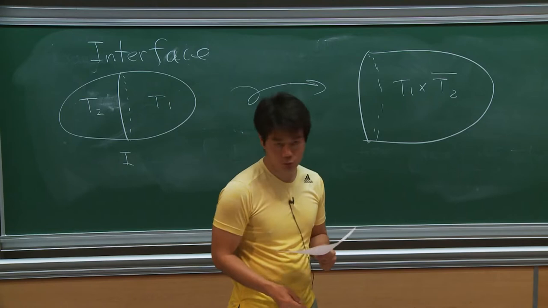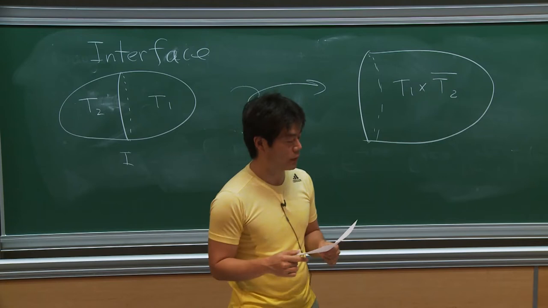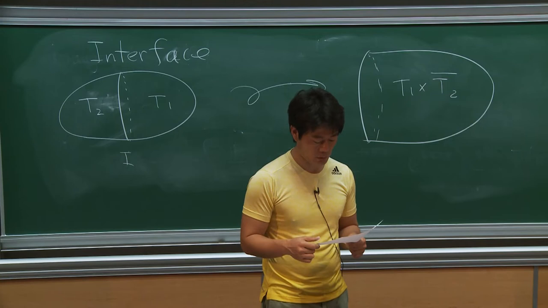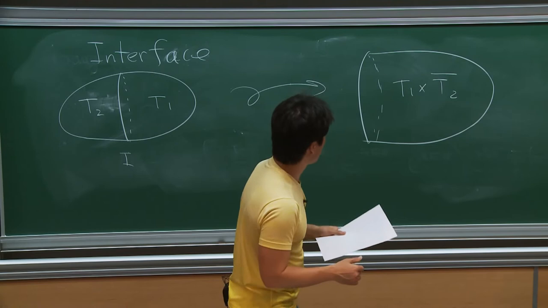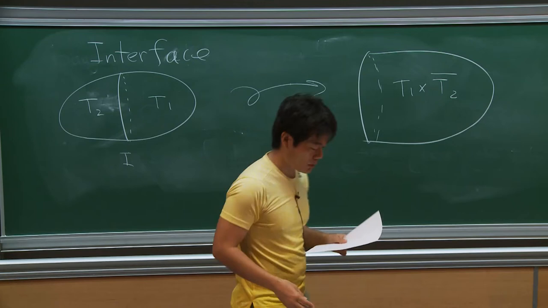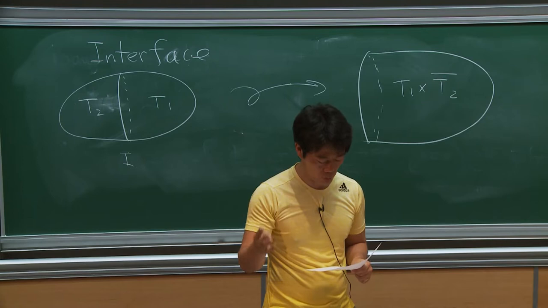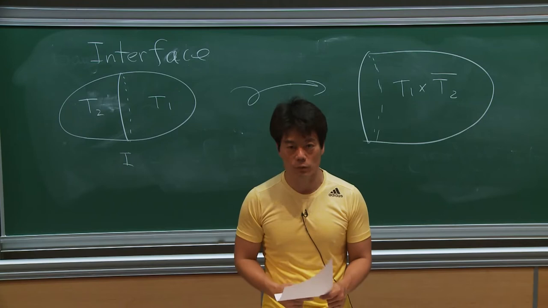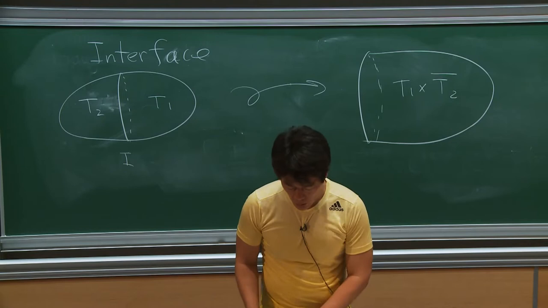I don't know if you agree, but I think the identity interface is already rather interesting, and there is some work on it. And in one of the exercises, which was given yesterday, I ask you to consider a matrix factorization for the product theory. Actually, this is the product of two copies of the gauge theory I just described. And I give you an example of matrix factorization. And the claim is that if you compute the hemisphere partition function for that interface, then you get precisely the sphere partition function.